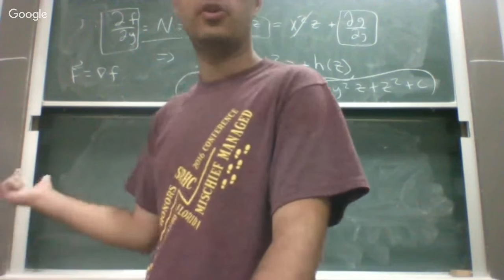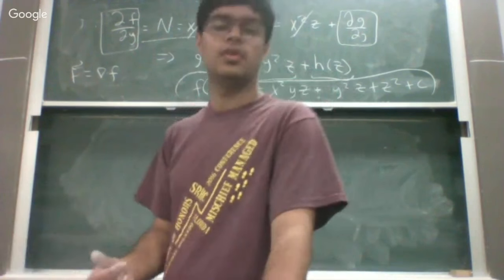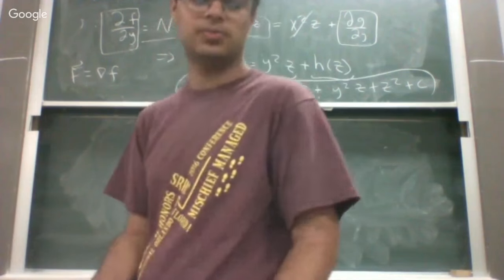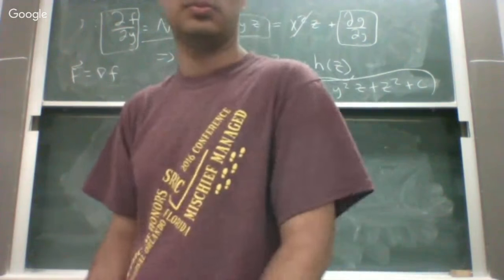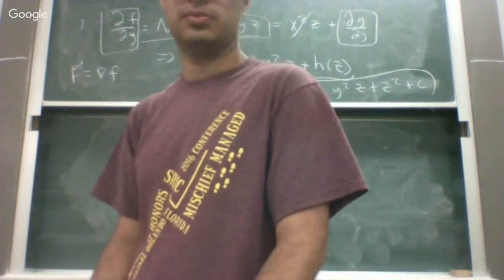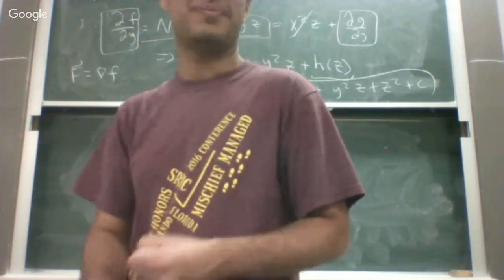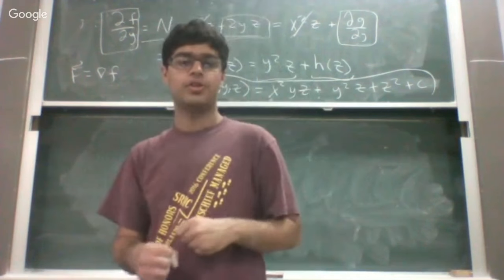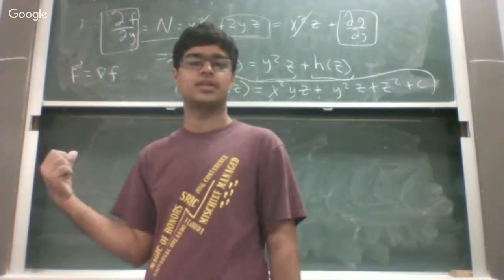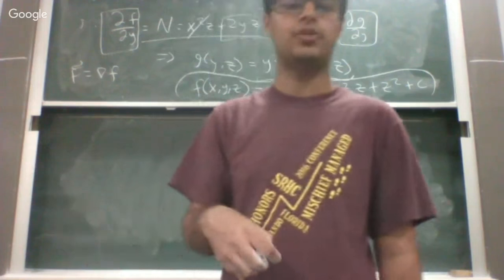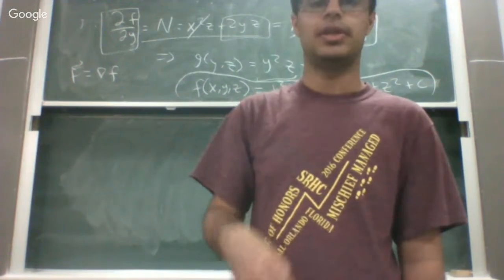So when you set them equal to each other, that's also known as the test for exactness. The test for exactness. Yep. That sounds like something I made up. So we already showed that the function was exact. So now we can evaluate it.